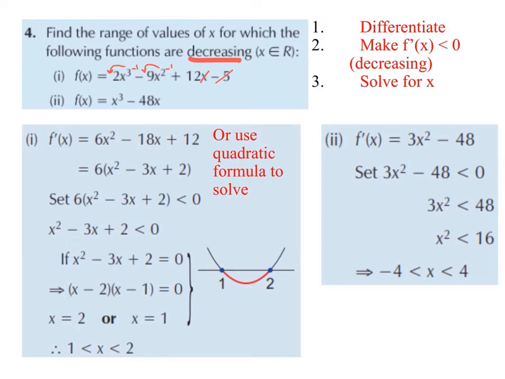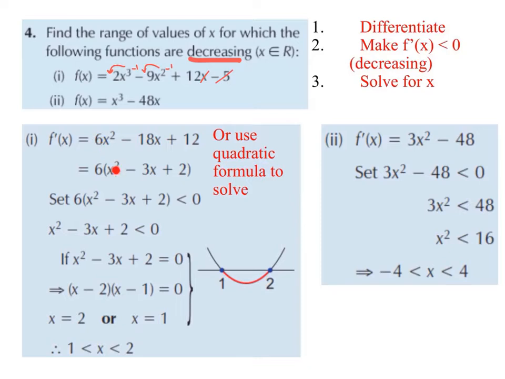So step 1 was differentiate. Step 2 is going to be to make the derivative less than 0, because we're interested in when it's decreasing. Now there's a few ways that you can go about doing this. In this particular example, they have divided across by 6, so they can see that 6 is the HCF, the highest common factor of 6, minus 18 and 12. So they've pulled out the 6 there.